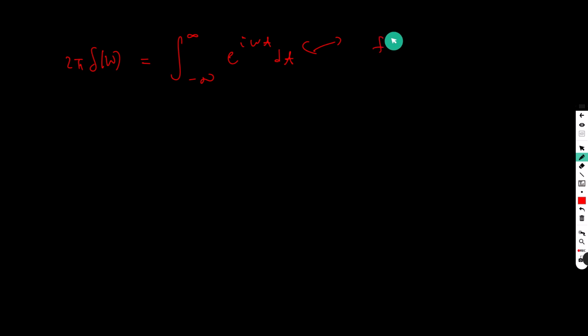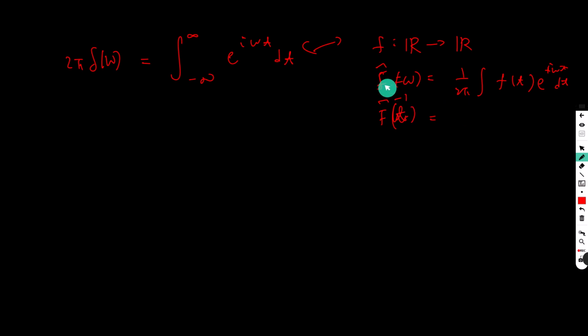Given f, which maps from the real numbers to the real numbers, one can define the so-called Fourier transform by changing it to the frequency domain, with e to the minus i omega t, sometimes plus, dt. And one can define the so-called inverse Fourier transform: we take this original f hat of omega, multiply by the opposite exponential, and go back to the original function, f of t.